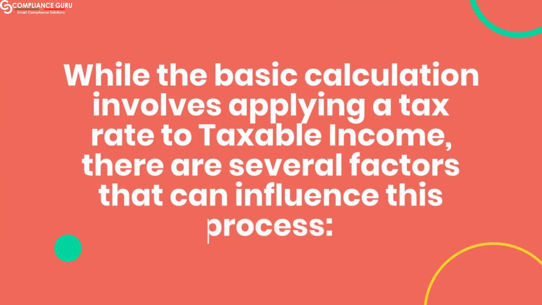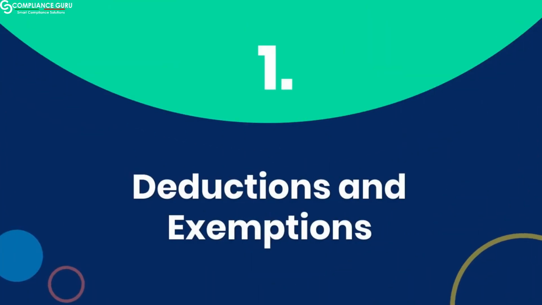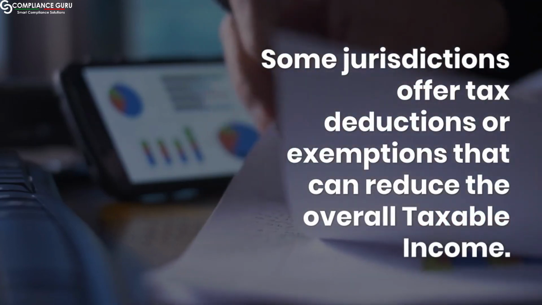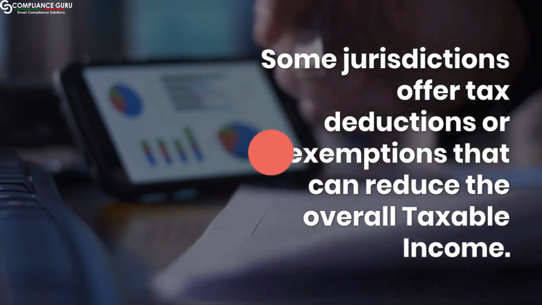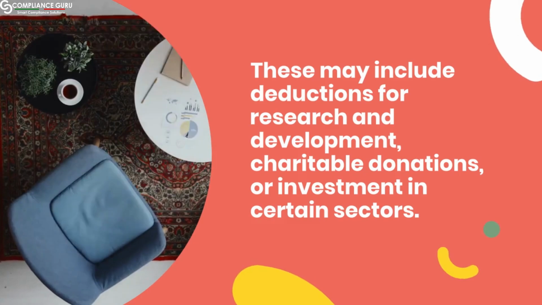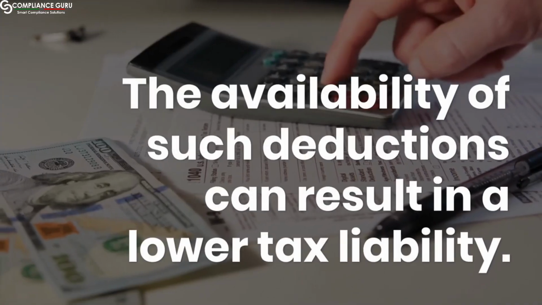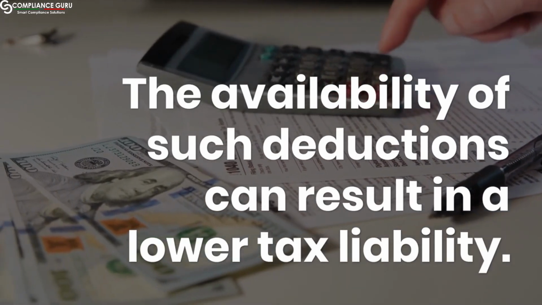While the basic calculation involves applying a tax rate to taxable income, there are several factors that can influence this process. 1. Deductions and exemptions. Some jurisdictions offer tax deductions or exemptions that can reduce the overall taxable income. These may include deductions for research and development, charitable donations, or investment in certain sectors. The availability of such deductions can result in a lower tax liability.